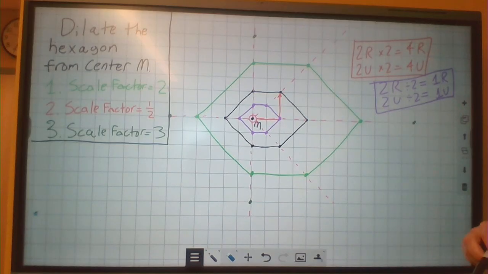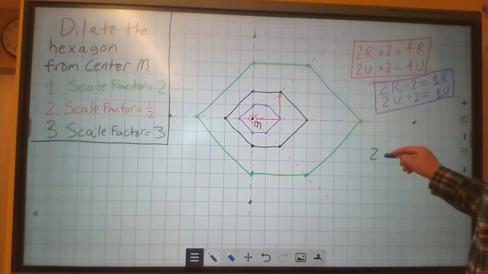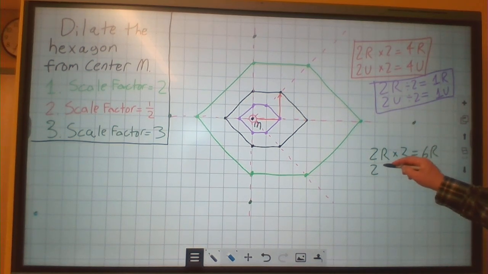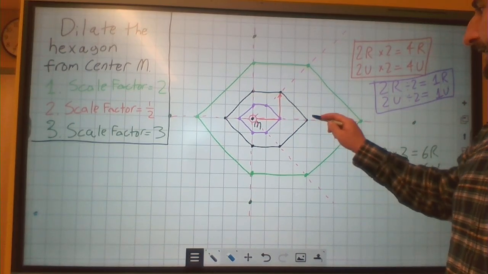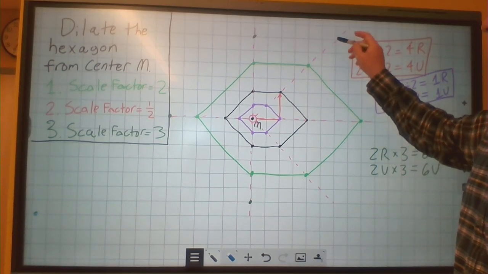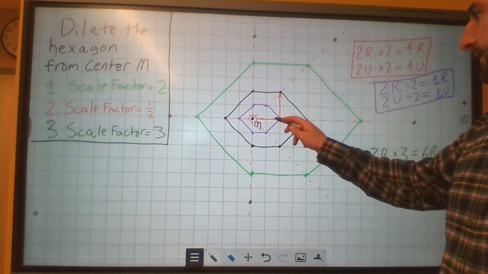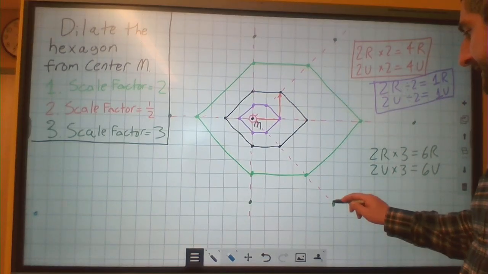12 is 4 times 3. And then for our diagonals, well, we've got 2 to the right times 3 is 6 to the right. 2 up times 3 is 6 up. So 1, 2, 3, 4, 5, 6 to the right, and 1, 2, 3, 4, 5, 6 up lands us up there. For the other one, 6 to the right and 6 down lands us down here.